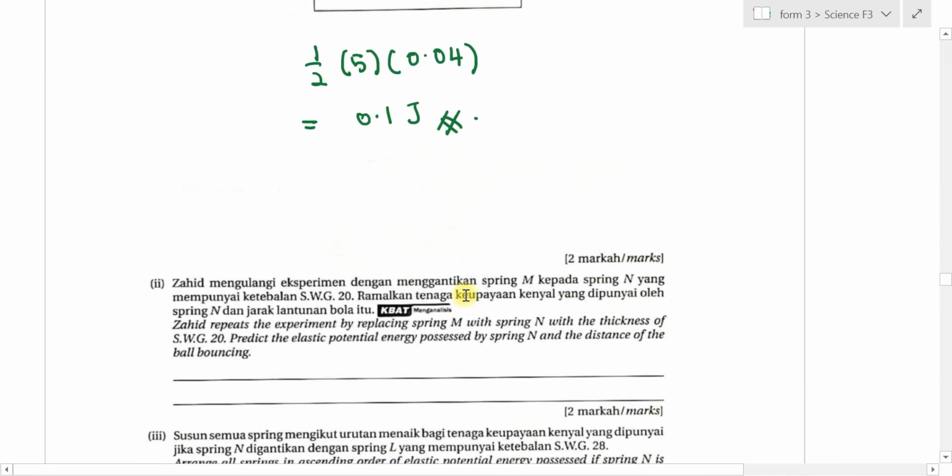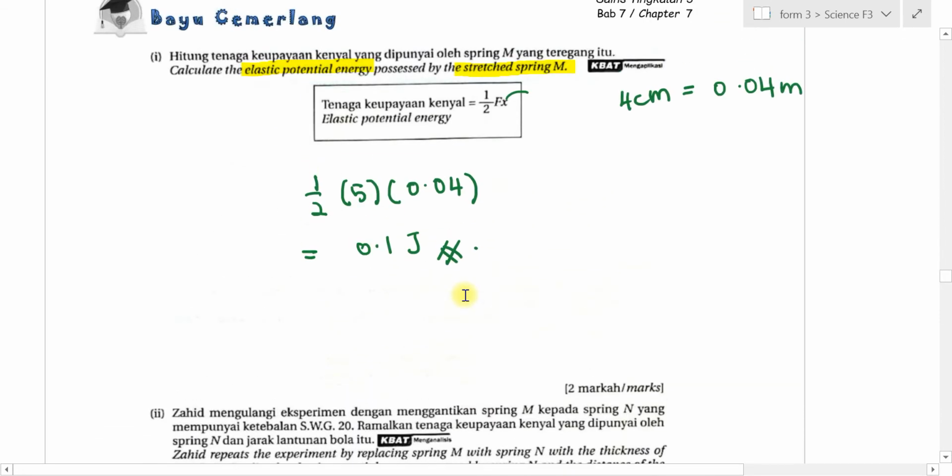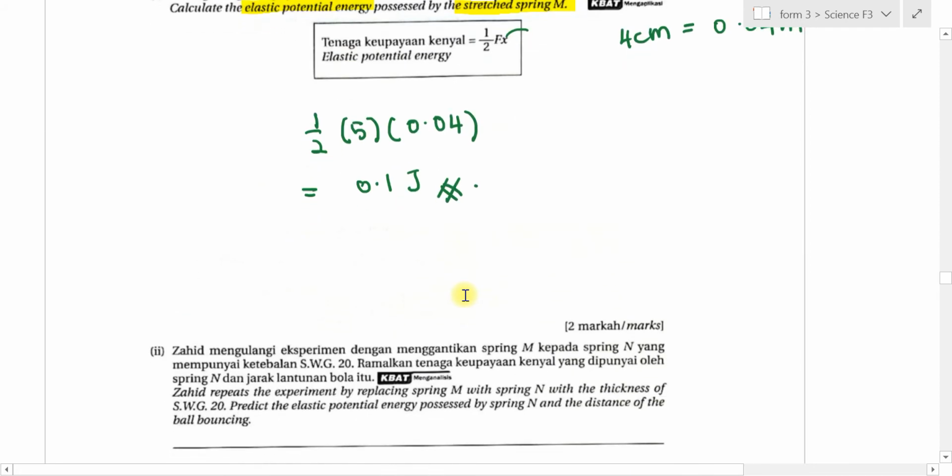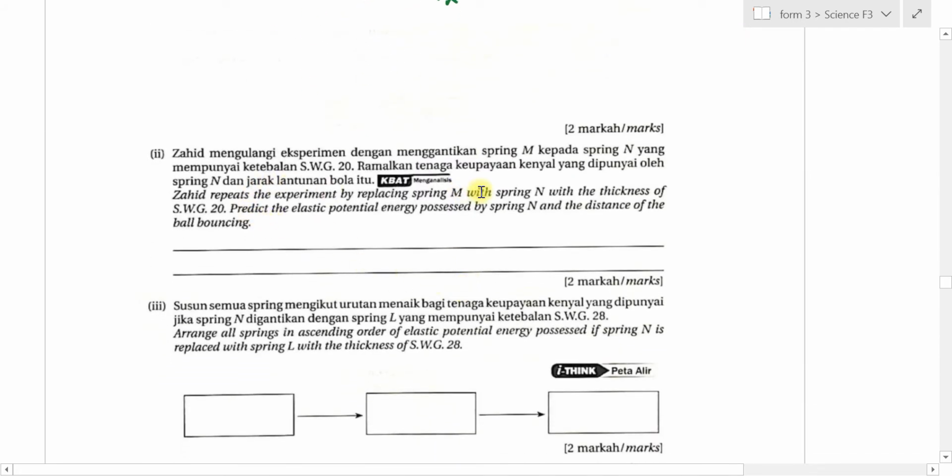Moving on. Zahid repeats the experiment by replacing spring M with spring N, with a thickness of SWG 20. Predict the elastic potential energy possessed by spring N and the distance of the ball bouncing.